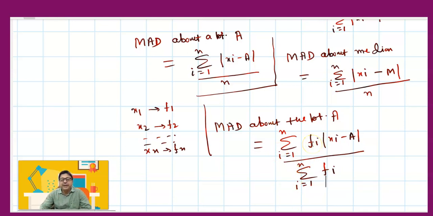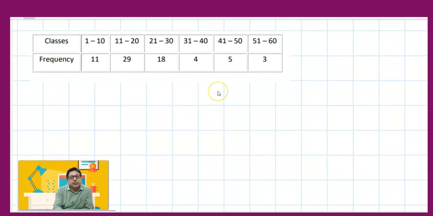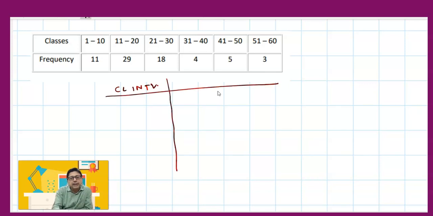That A may be mean, A may be median. So let us take one example where a frequency distribution will be given and we will find the mean absolute deviation about the point A. Suppose you are going to find the mean absolute deviation about the mean for this data. Then we will do it for the median also. Let us do it about the mean first. So what we will do here, we will write the class interval in one column and then the frequency in another column. Then we will find the mean value.